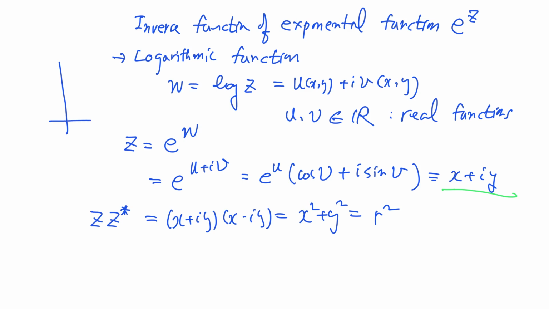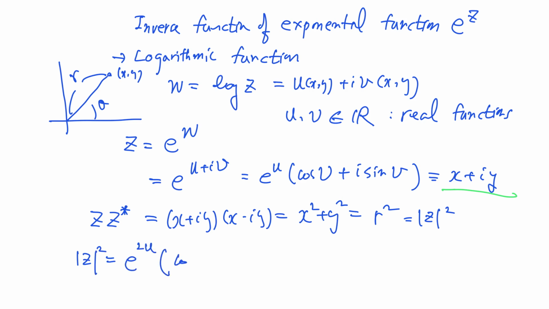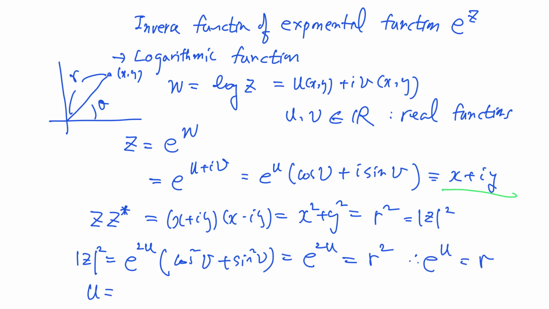So we defined this way in the previous class that this is r, right? This is theta. So the absolute value of z squared is actually exponential 2u times cosine square v plus sine square v. Exponential 2u is r squared. Exponential u is r. So u is nothing but log r, log of absolute value of z. What is v? V is nothing but theta, right?